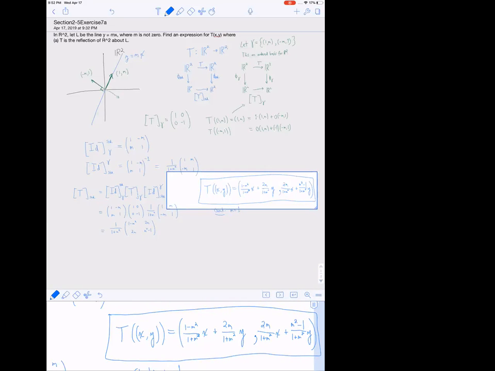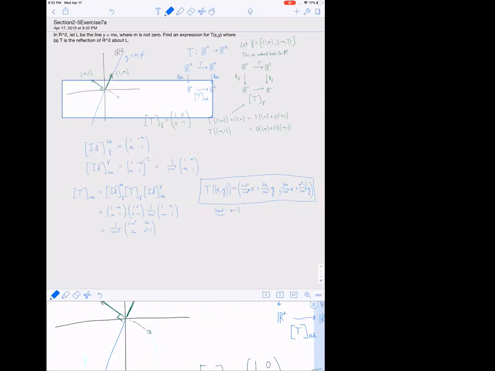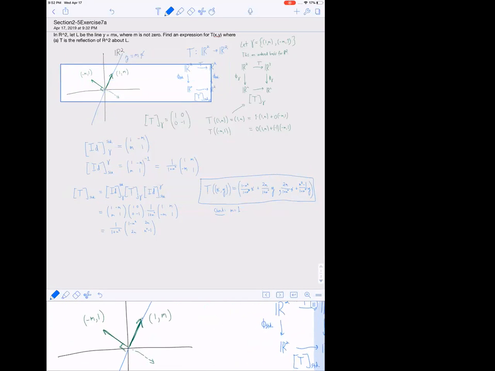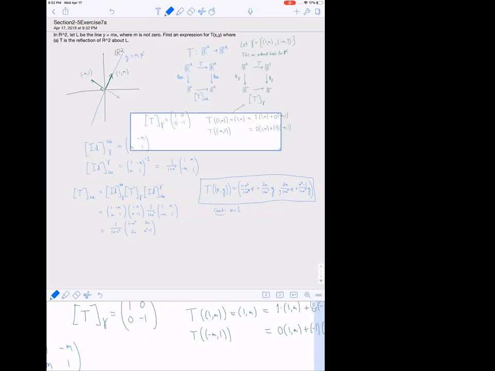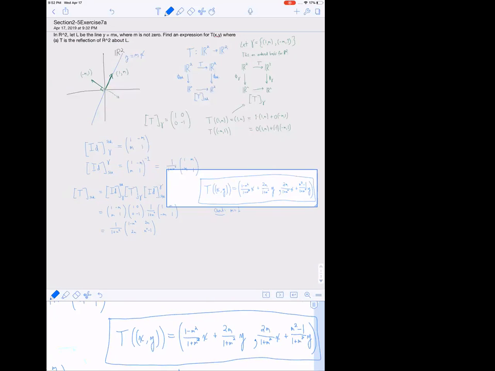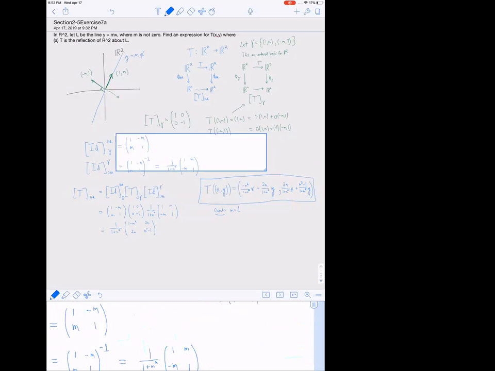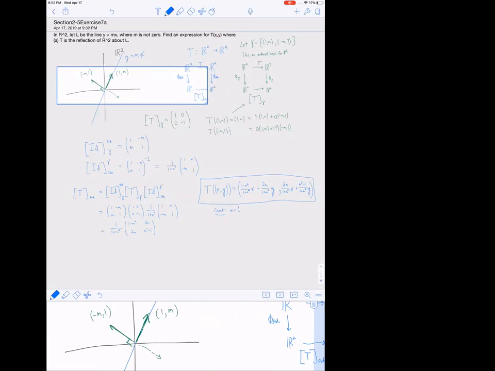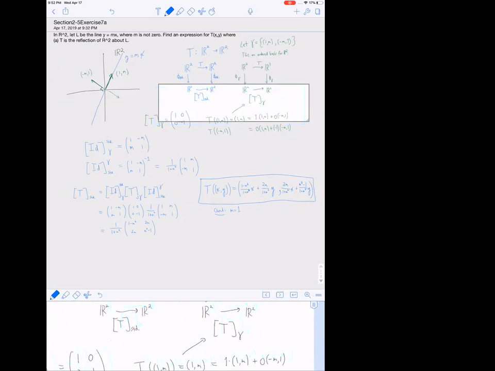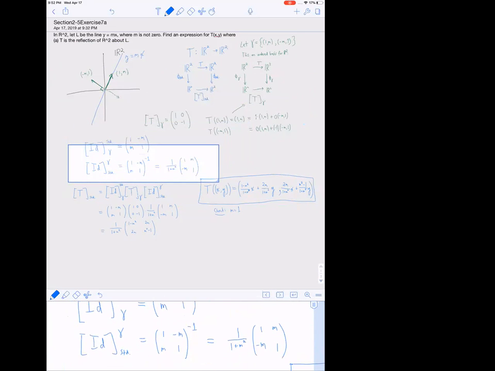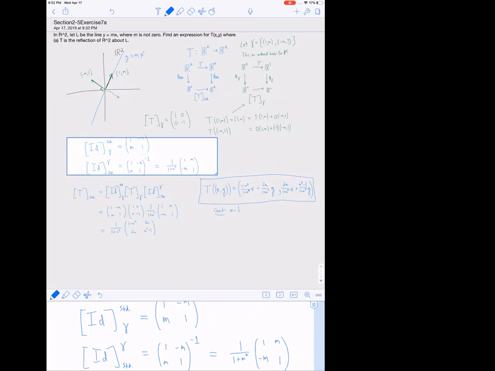Now let's just recognize that this is not an easy formula to come up with. If we just tried to start with an arbitrary vector, x, y, and describe how it gets reflected across this line, that is not an easy formula to derive. But when we use vectors that are actually connected to the geometry of the action, then we can write down the matrix very easily. And the fact that the two matrix representations are related by a simple change of coordinates matrix makes all the difference.